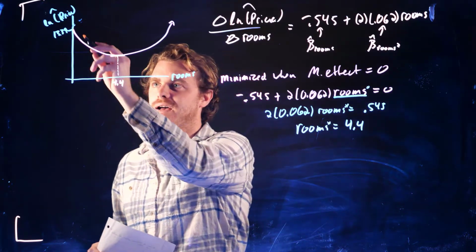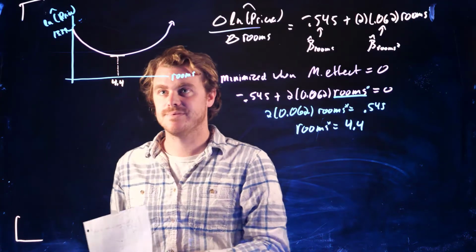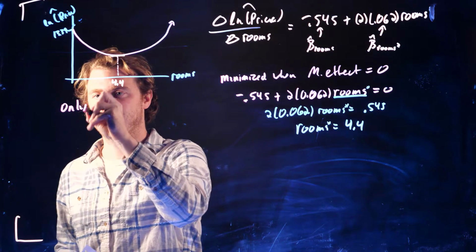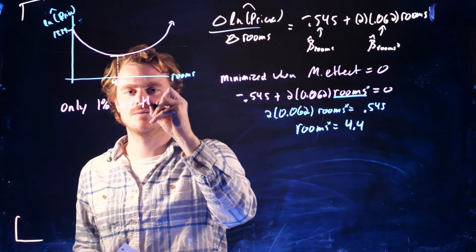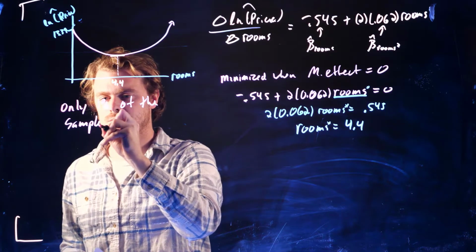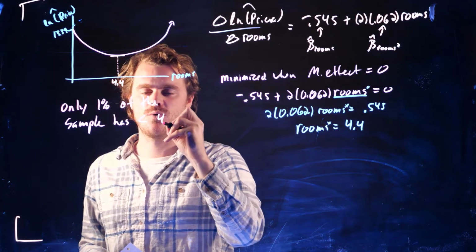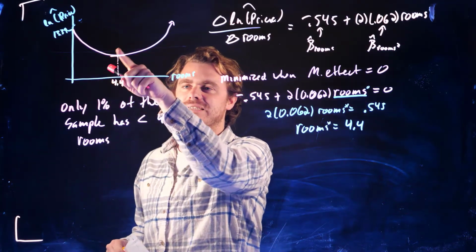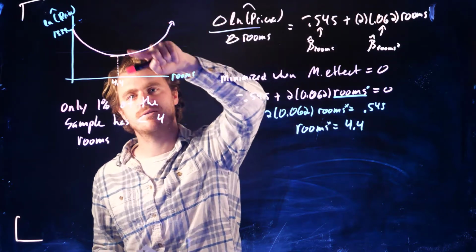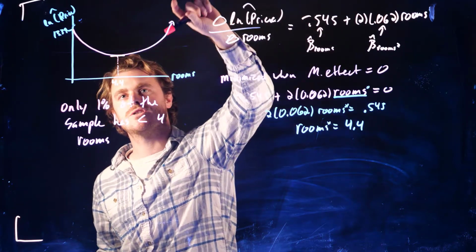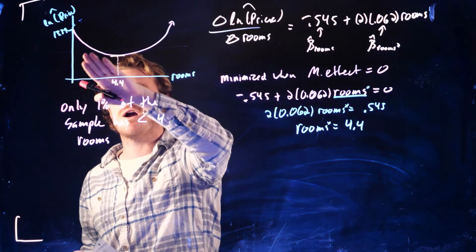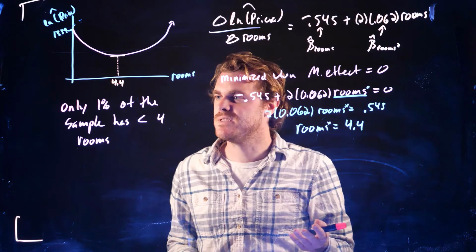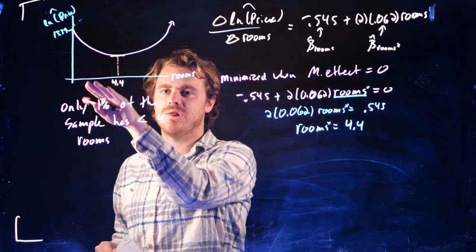Now, it's a weird relationship, right? Well, if we actually looked at the sample that the book estimated this with, only 1% of the sample has less than 4 rooms. So there's not that many observations down here. It's picking up the second part, the increasing returns, rather than this part. There just aren't many houses with less than 4 rooms in it, so we're not getting a good estimate of what's happening at low levels of rooms.